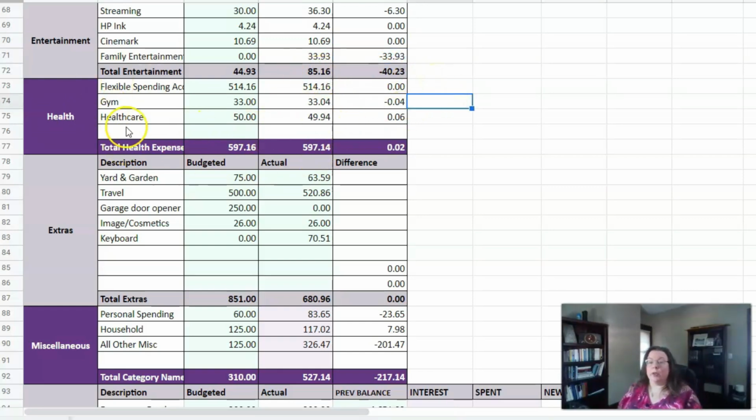In health, these are general health expenses that we have. So I put our flexible spending account in here because these are deductions. This is a benefit through our employers. We both have it, and they're deductions out of our paychecks, but it is not insurance. It is for the things that you have to pay for after insurance or when insurance doesn't apply at all. So it's pre-tax dollars to pay for all the things we'd have to pay for anyway. So we put $514 into those accounts this month, $33 to the gym, and then $49 in additional healthcare expenses that weren't covered by our insurance. So that brought the total to $597, which is right where we planned to land.